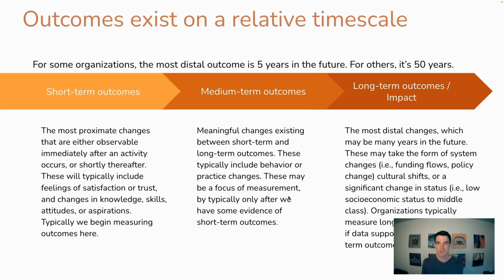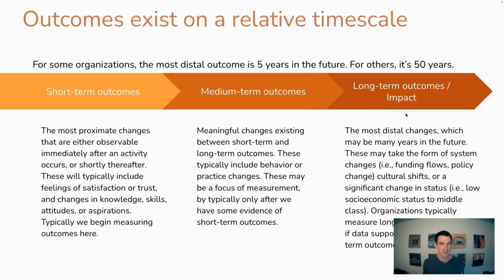Some organizations might be working towards 50-year, 75-year long-term outcomes, changes that happen over the course of generations. Other organizations might be thinking, if we can change something 6 months or 12 months in the future for an individual, that's as long-term as we get, as long-term as our organization cares. So there's no right or wrong answer here. Just keep in mind there is a distinction, and it's helpful to consider what are our short-term outcomes, what are our medium-term outcomes, what are our longer-term outcomes.